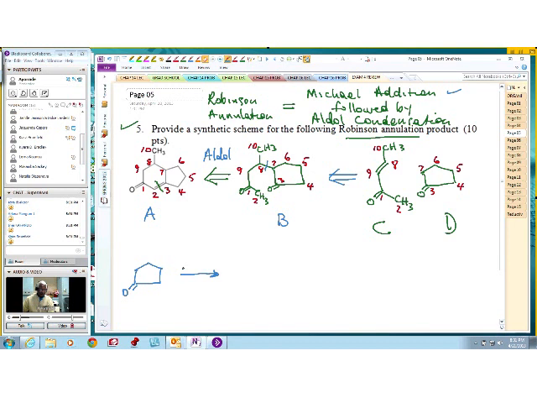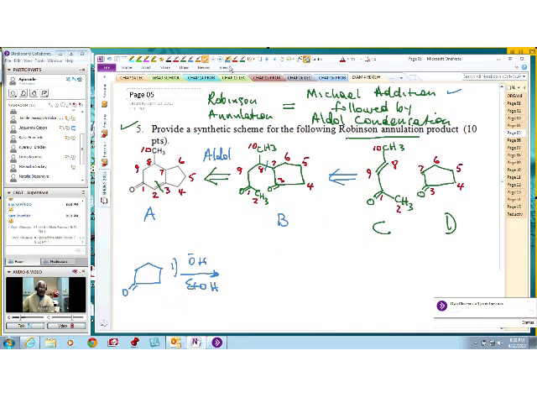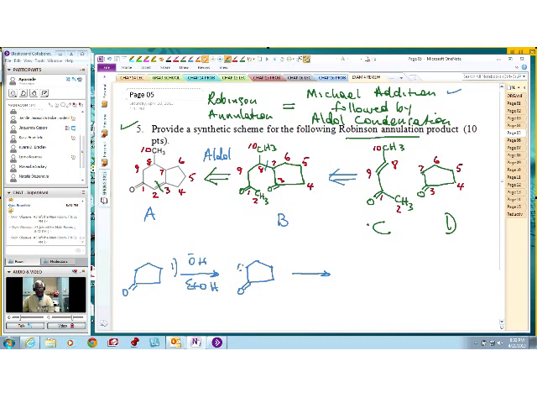In this case, you need a base to generate the enolate anion at this carbon here. So let us say we use hydroxide in the presence of ethanol as solvent. That would be step one. Let me do it step by step. Step one, that would generate the enolate anion. Then step two, you then introduce the Michael acceptor, which will be your alpha, beta unsaturated ketone right here.